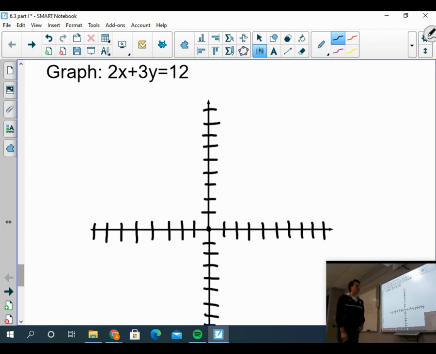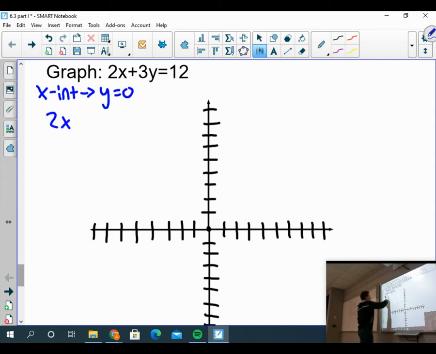Okay, so hopefully you've paused the video and taken a chance to do that. In order to graph equations in standard form, what we do really quickly, for quick graphing, is find our x and our y intercept. Again, my x-intercept occurs when y equals 0. So I'm going to plug in 0 for y.